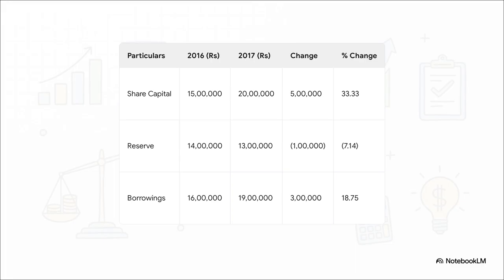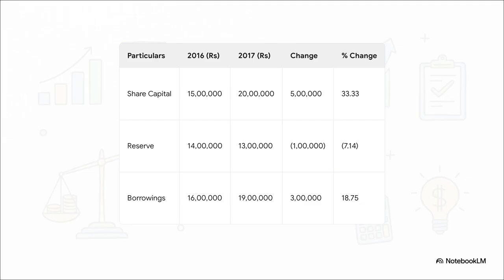Okay, check out that first row. Share capital jumped from 15 lakhs in 2016 to 20 lakhs in 2017. Step 2, that's an absolute change of a positive 5 lakhs. Step 3, 5 lakhs divided by that base of 15 lakhs gives us a 33.33% increase. Pretty solid, but look right below it at reserve and surplus.